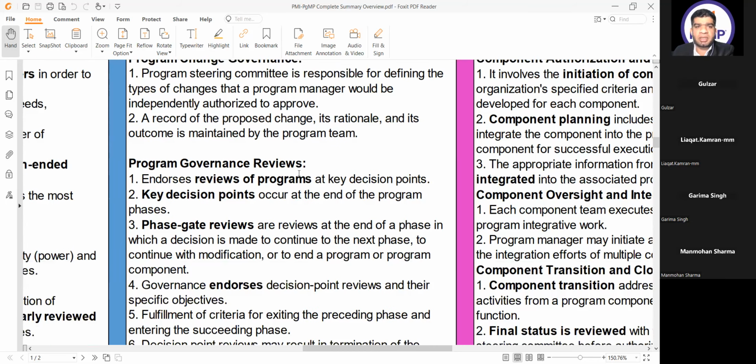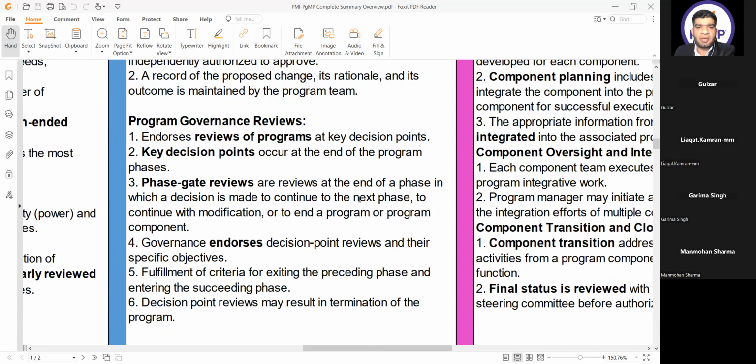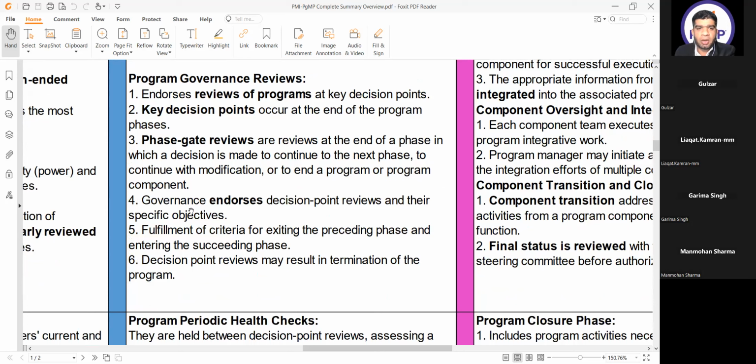Then we have program governance reviews, in which governance endorses reviews of programs at key decision points. Key decision points occur at the end of the program phases. Phase gate reviews are reviews at the end of a phase in which a decision is made to continue to the next phase, to continue with modification, or to end a program or program component. Governance endorses decision point reviews and their specific objectives.